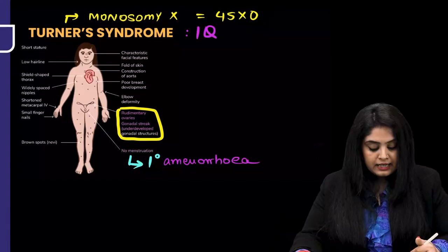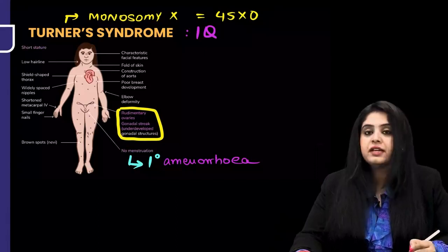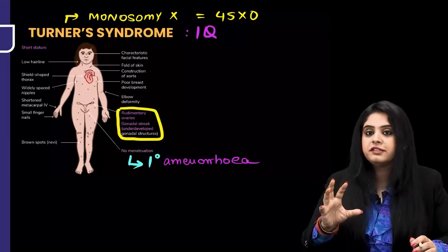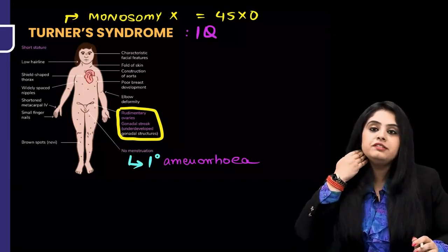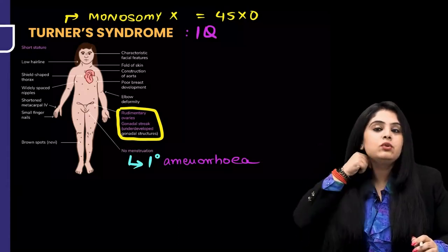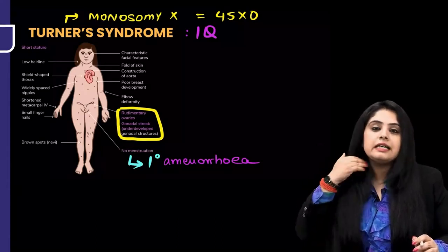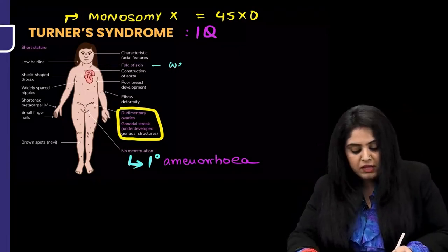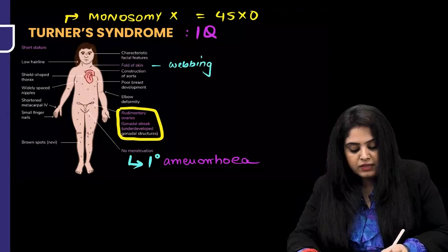But other than that, they tend to have a short stature. They are usually short. And there's a lot of focus in these people on their neck. You will see there's a skin fold from the neck to the shoulder, a connecting skin, which you can pull out. That fold of skin is known as the webbing of the neck. Number one, you see webbing of the neck.